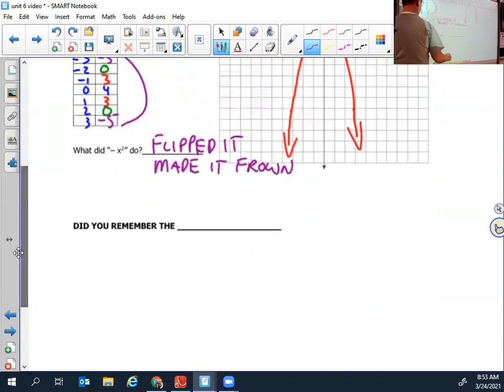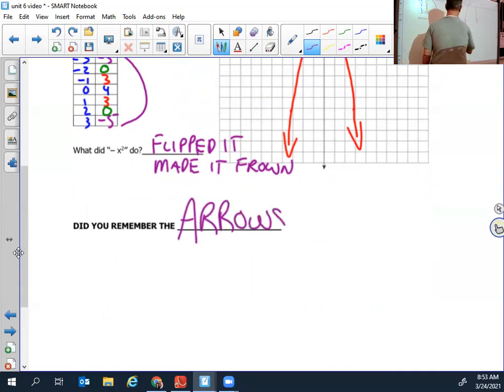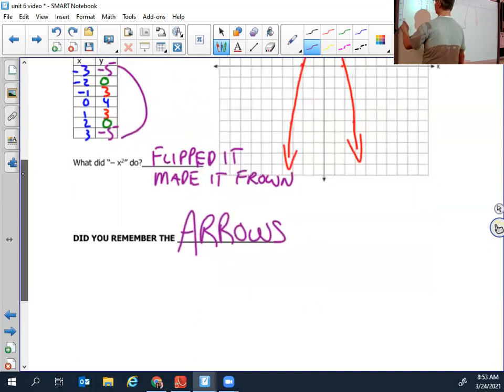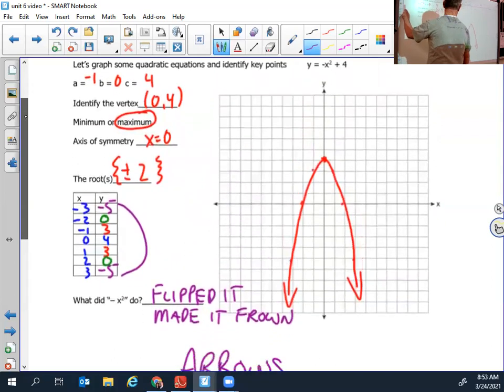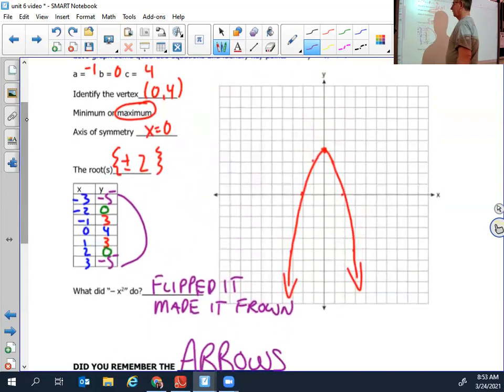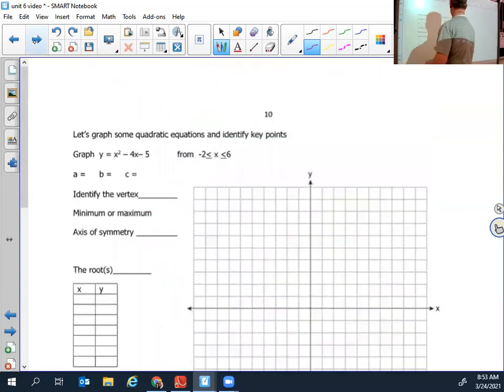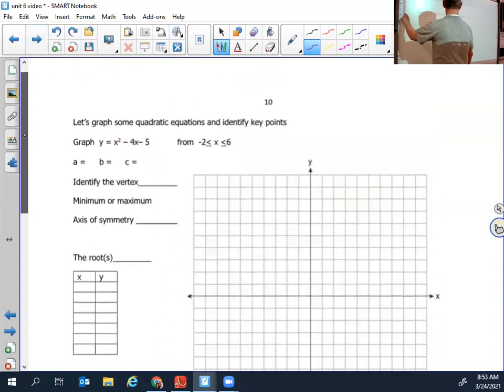And did you remember the arrows? Once again, there's no limit to the domain, so you need to have some arrows up there. Okay, so once again, if you didn't do it with the tape stop, make sure you get the information in here and get it all graphed up, because these things are important. The practice is what helps you get it right. Next page, let's do the same thing. You guys try it, then I'm going to do it.